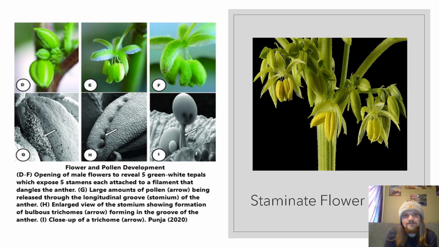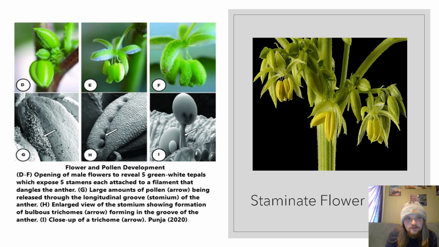So this is diving into the male or staminate flower, and with the pictures to the left, you can see in D through F the opening of the male flowers to reveal five green-white tepals, which expose five stamens, each attached to a filament that dangles the anther. And in G, you can see large amounts of pollen being released through the longitudinal groove of the anther.